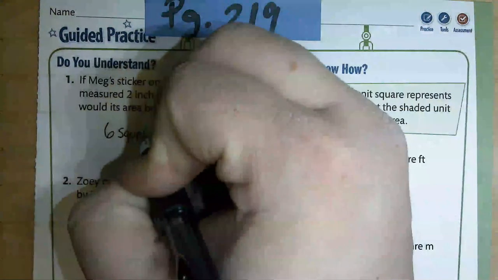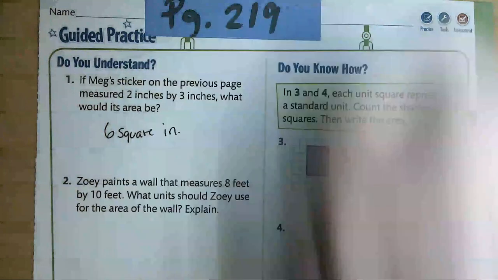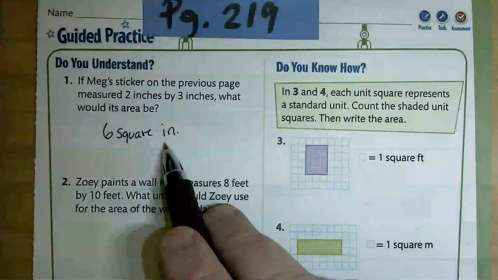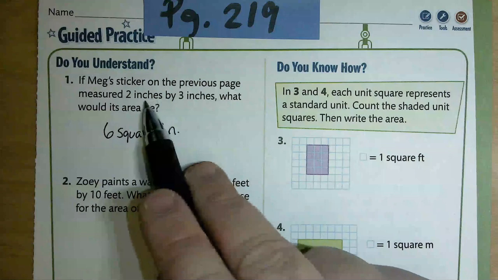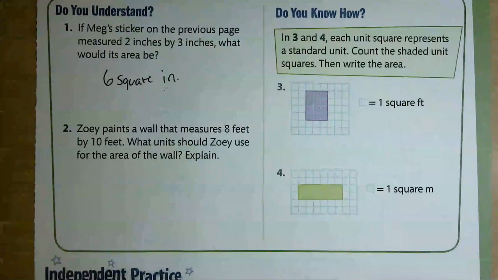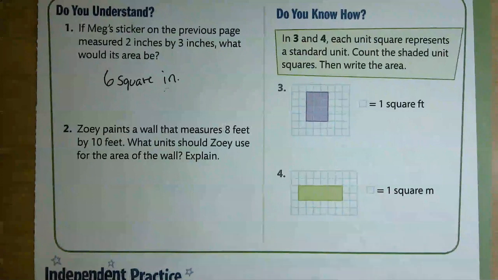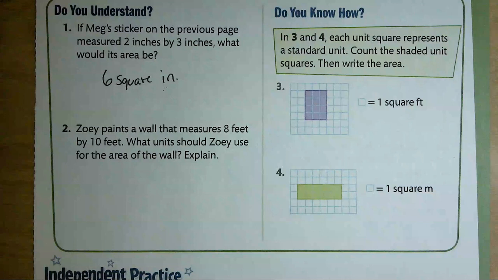So we would say 6 square, and then IN is our abbreviation because we changed the units here. We're not talking about centimeters. We're talking about inches. Now it says for number 2, Zoe paints a wall that measures 8 feet by 10 feet. What units should Zoe use for the area of the wall?